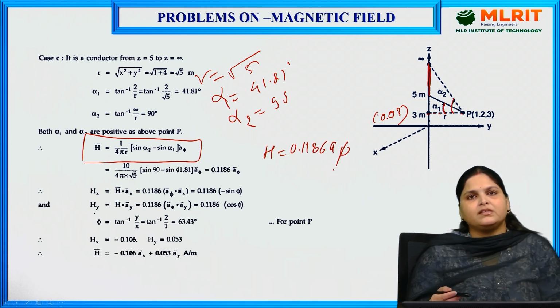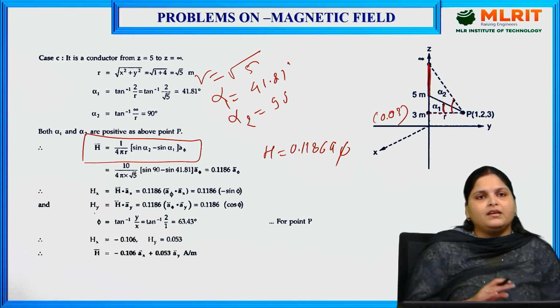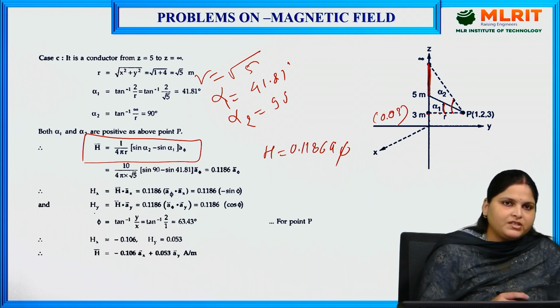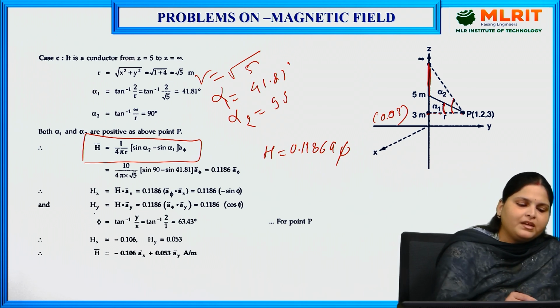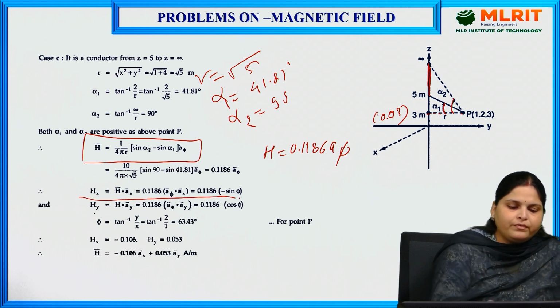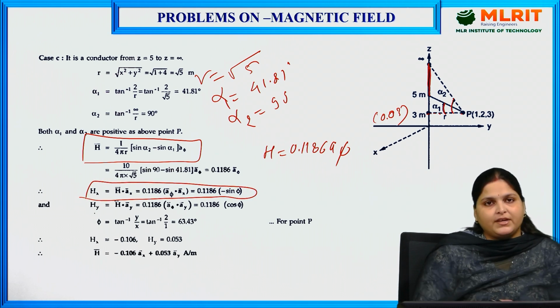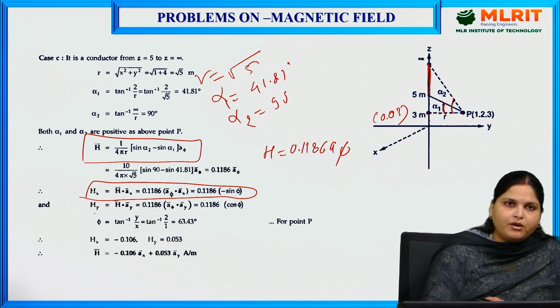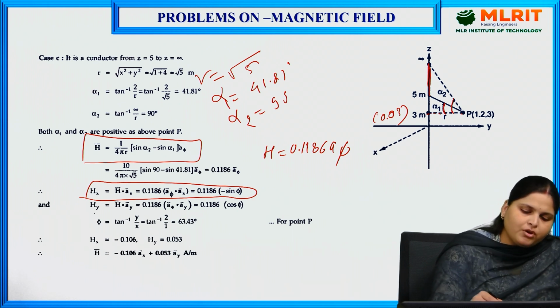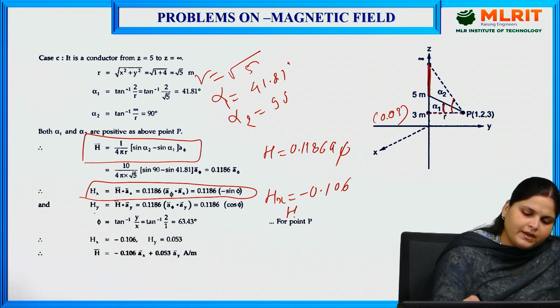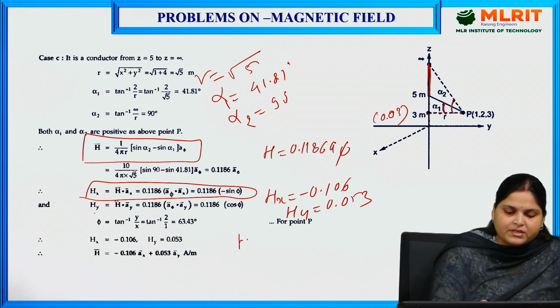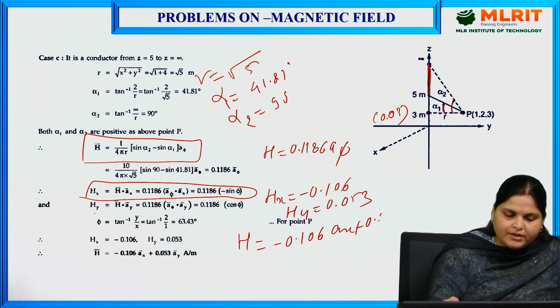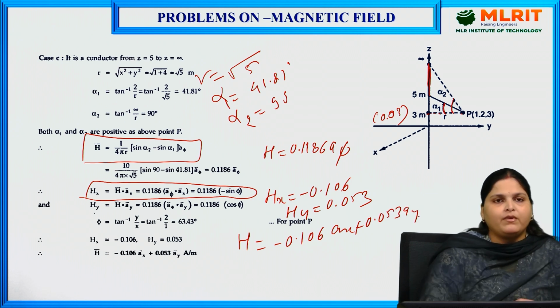Now again, this H is in terms of a phi. We can get this H in terms of Hx and Hy. To do that, we will do the dot product of H and ax and H and ay. And also we can find phi, and on further solving, we get Hx equals 0.106, Hy equals 0.053. And when we put it into this equation, this will become H equals minus 0.106 ax plus 0.053 ay.